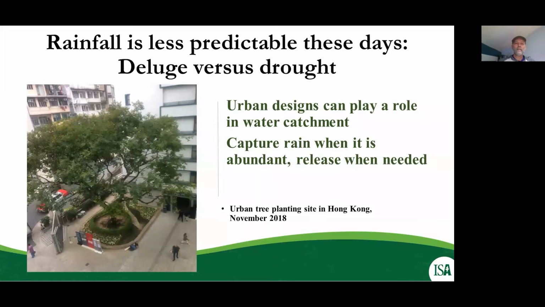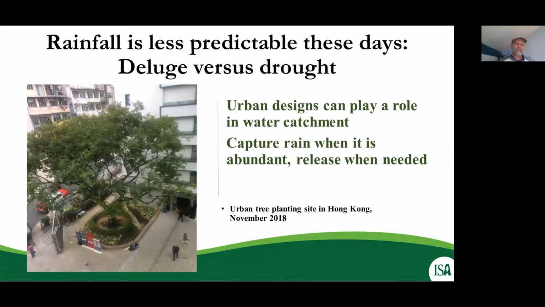And since, as I introduced the whole topic with the reference to climate change, one of the aspects that we see with climate change is less predictable rainfall. In many seasons we swing between deluges of rain, massive rain events, and then it might stretch for a long time, weeks or even months, without significant rainfall, where we have droughts. So this is where urban designs can play a role in catching water and hopefully releasing it slowly as it's needed.